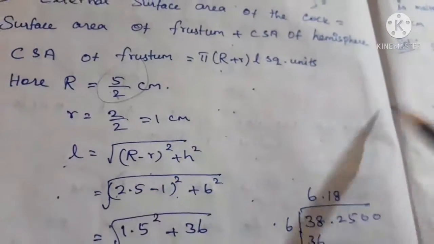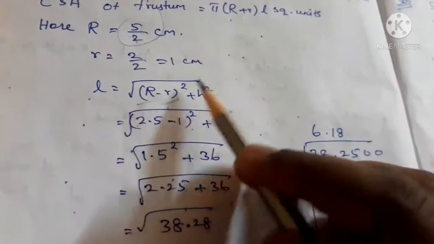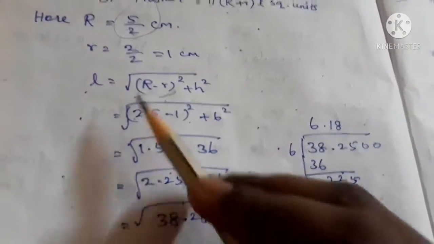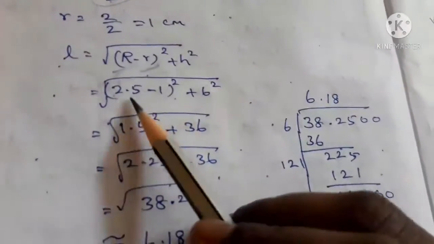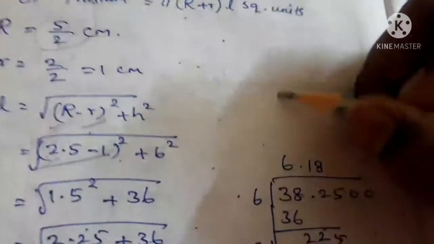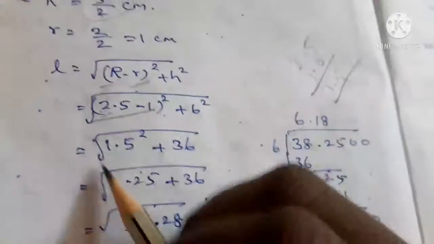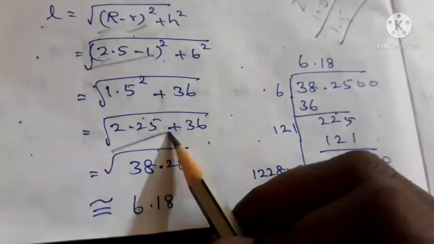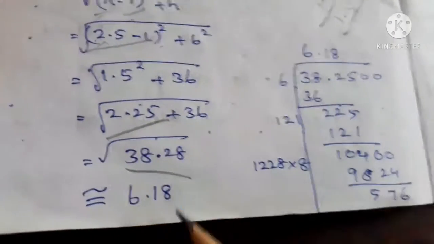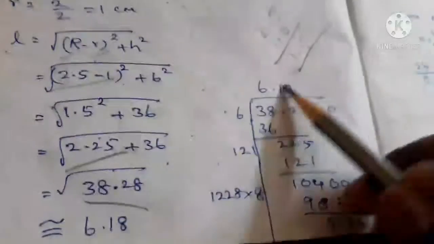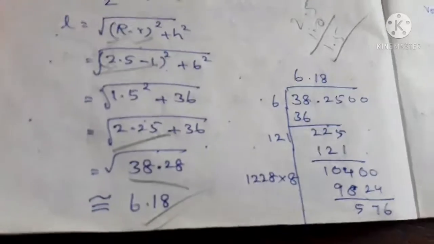Then L is nothing but what? The slant height of the frustum. So root of R minus r whole square plus h square. You already know the formula. So 2.5 minus 1 whole square plus 6 square. When you subtract 2.5 and 1, you'll get 1.5. So you'll get 1.5 whole square, which is 2.25, plus 6 square is 36. Then you will get root of 38.25, which is approximately, when you calculate the square root, 6.18 approximately. Okay.